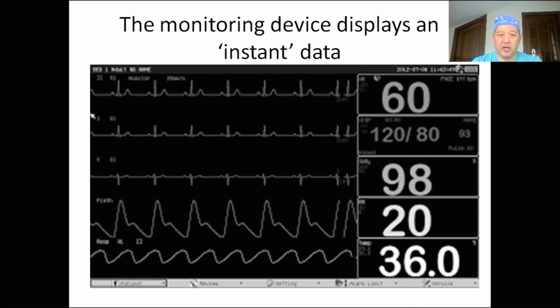Let's take a look at this slide. This monitoring device displays instant data. Here you see pulse rate 60 beats per minute, blood pressure 120/80, oxygen saturation 98, respiratory rate 20, and body temperature 36. On this part of the monitor screen you can see this data, and on this part of the screen you can see ECG, 3 leads, and pulse wave, plethysmography.